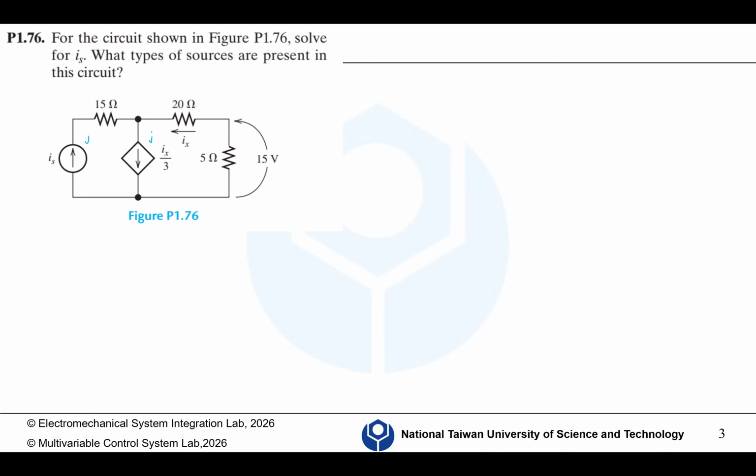Here it gives us a hint. It says this is 15 volts. If the arrow says it's 15 volts, it means this is positive. This is negative. The direction of the arrow is positive. Okay, and we can observe a few things. For example, look at node 1.